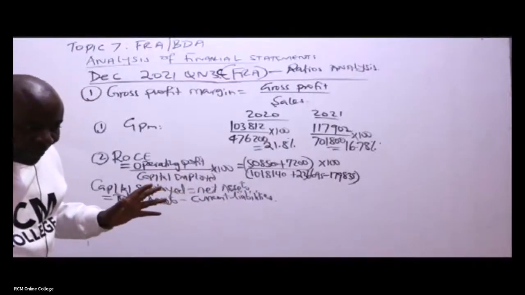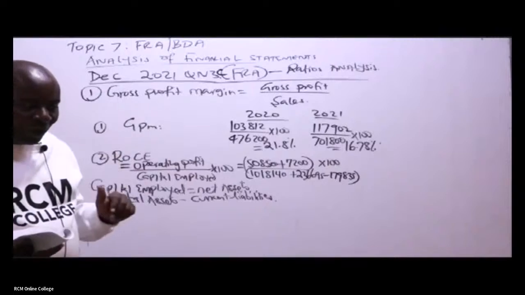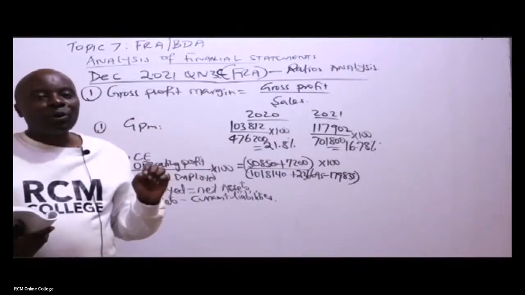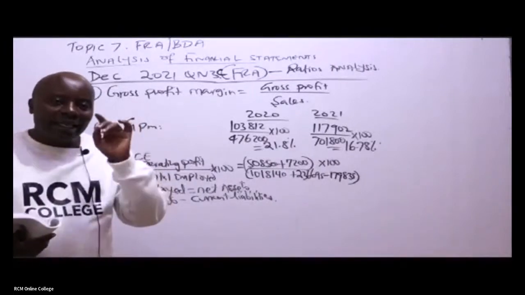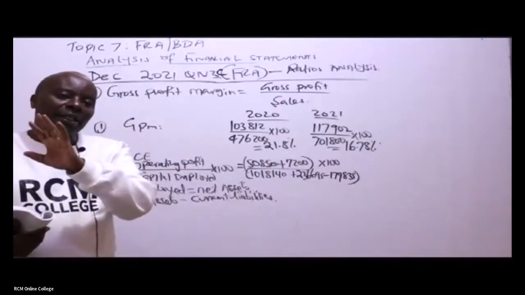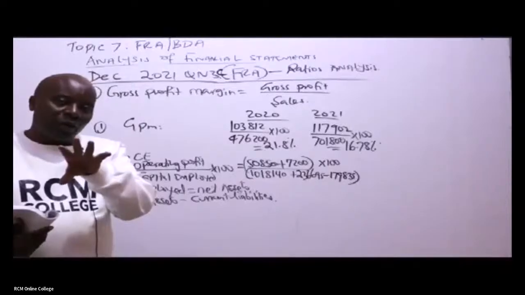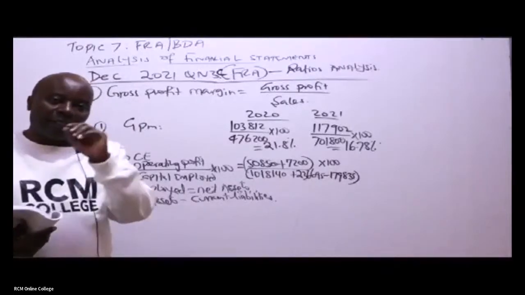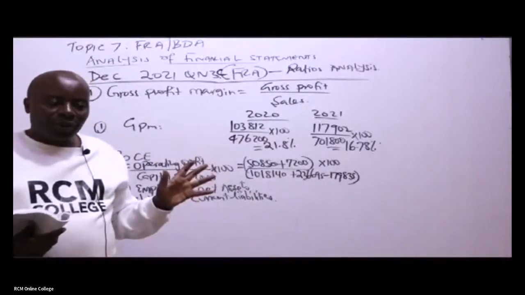Yeah, so Mwalimu is saying, Mwalimu, you are moving very fast. And which capital employed are we looking at? It's basically equity plus non-current liabilities. I'll be able to explain that later. We don't want anything to do with current liabilities in this analysis.